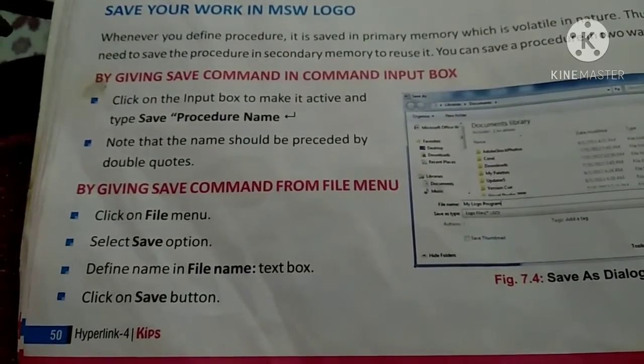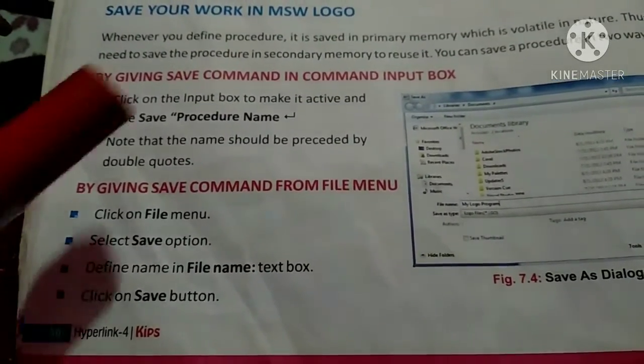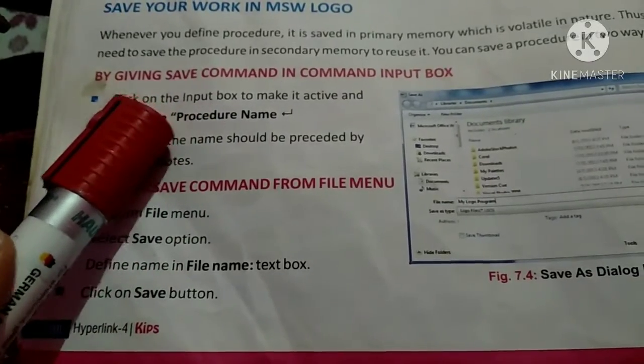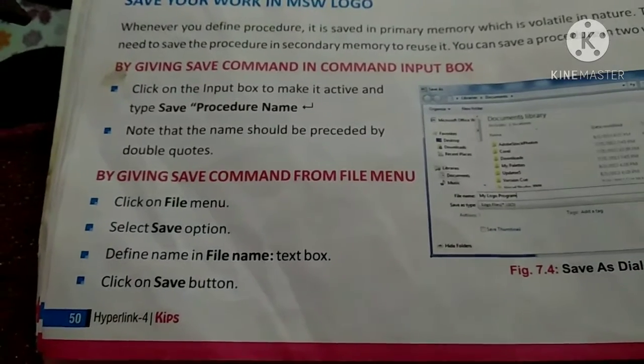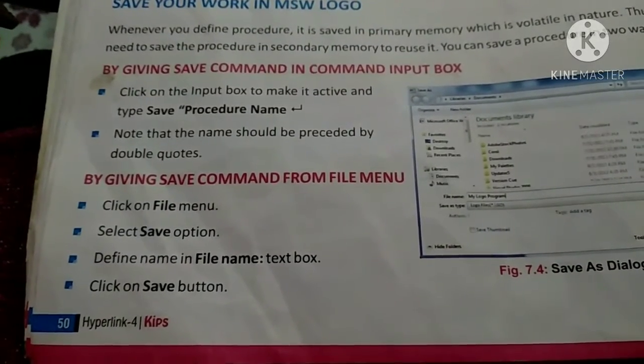Note that the name should be preceded by the double quotes. Always the name should be preceded by the double quotes. These are the double quotes. Okay, so this was the first method, and the second method is by giving the save command from the file menu.